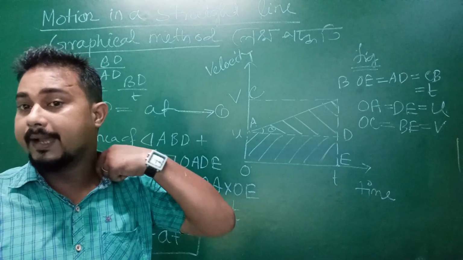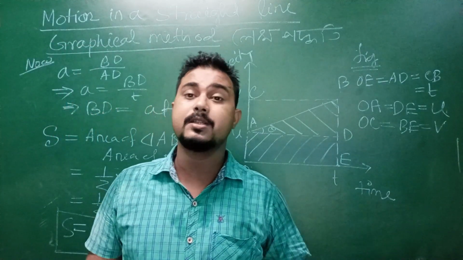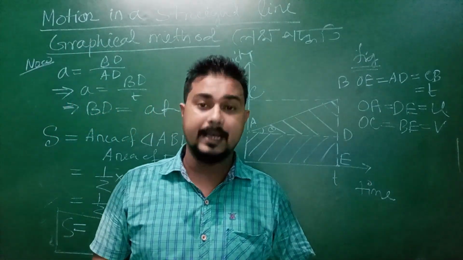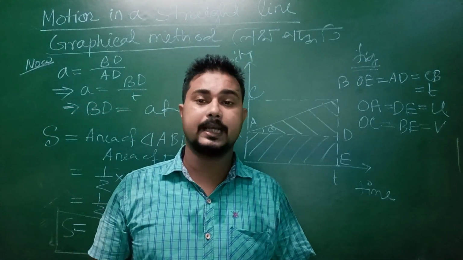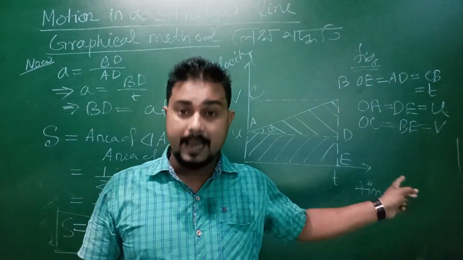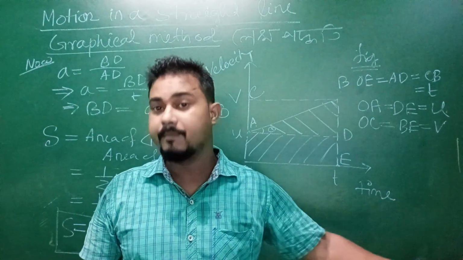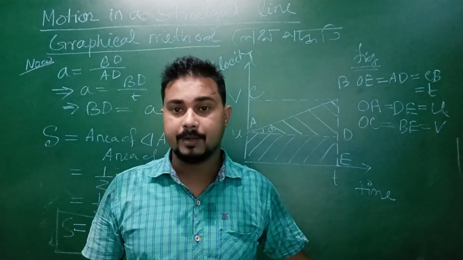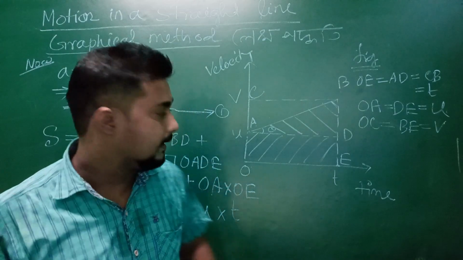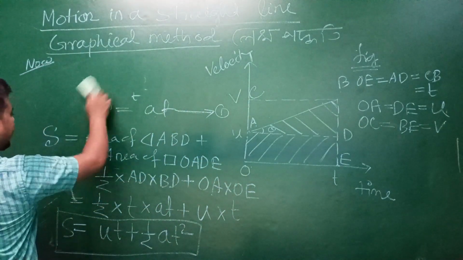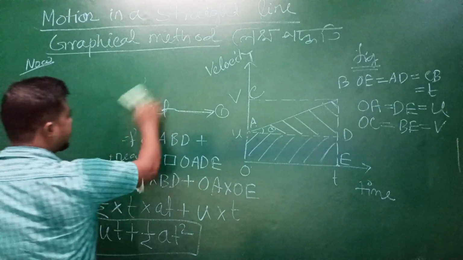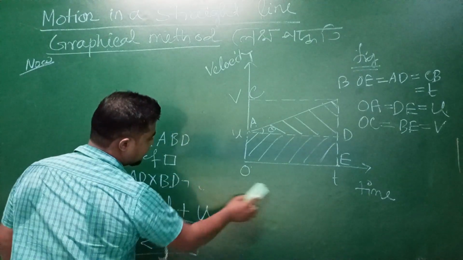After that we will try to find out the third equation, which is v square is equal to u square plus twice as. With the help of the graphical method we will try to find out the third equation, which is v square is equal to u square plus twice as.